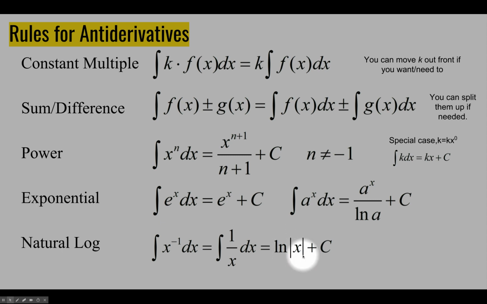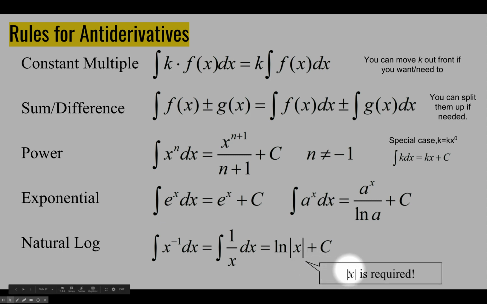The only thing that's different here is this absolute value symbol. It is important. We need to keep that there because you cannot take the natural log of a negative number. Try it on your calculator, you'll see that you have a problem. So we put the absolute value there to make sure that we don't end up with some weird situation where we end up with an error in our calculation. Again, this absolute value is required, so don't leave it off.